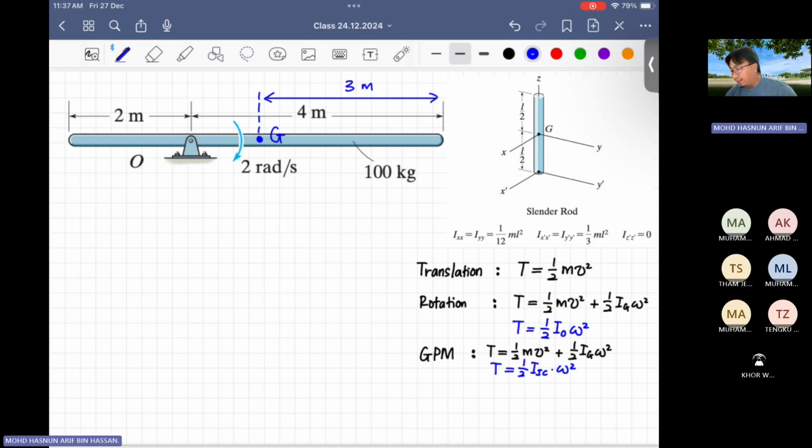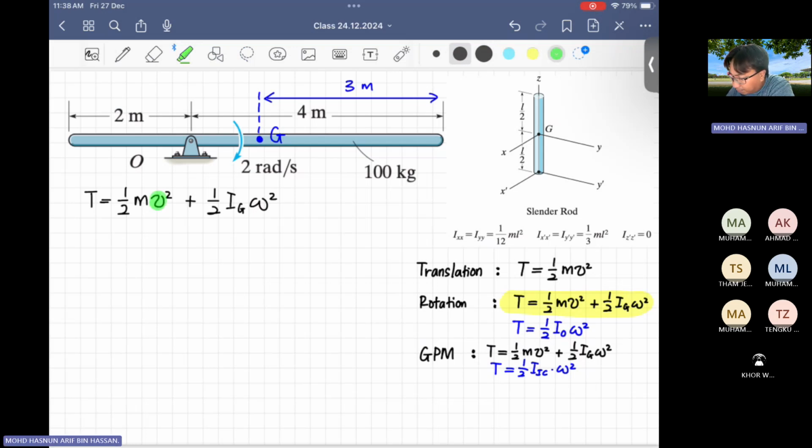So let's try to use this long equation first, which uses both 1 over 2 mv square and also 1 over 2 ig omega square to calculate the kinetic energy. So let's use that. T is equal to 1 over 2 mv square plus 1 over 2 ig omega square. Now the mass we have, it's 100 kg.